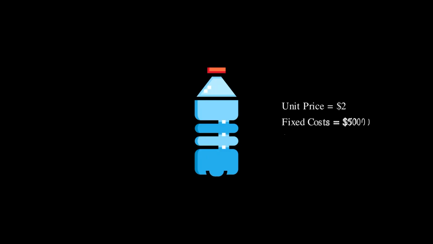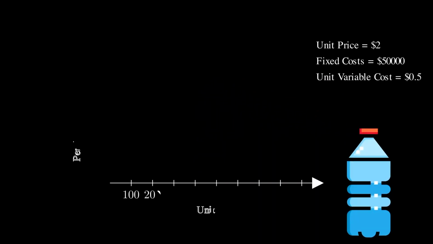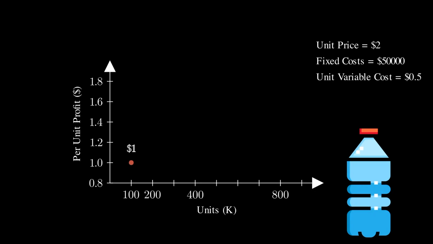So, if these examples were not enough, let me give you another example to drill the point home. Suppose a company sells 100,000 water bottles each year at $2 per bottle. Producing these bottles costs 100,000, with 50,000 in fixed costs and 50 cents per bottle in variable costs. So the per unit profit is $1. Now, if the company doubles its sales to 200,000 bottles, the fixed costs are spread across more bottles, increasing per unit profit to $1.25. That's a solid gain.